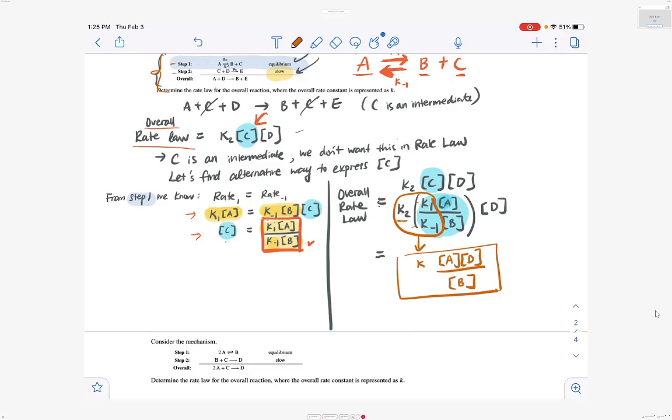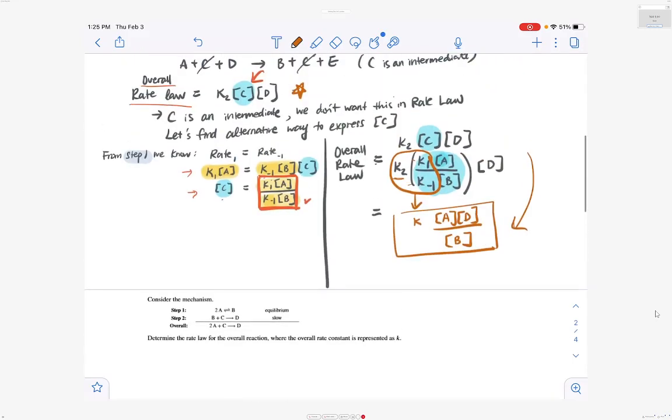So basically, the overall rate law should be this, but because we don't want C, we went on a long journey to find a different expression for C, and we have arrived at this. So in your homework answer key, you want to type in this answer.